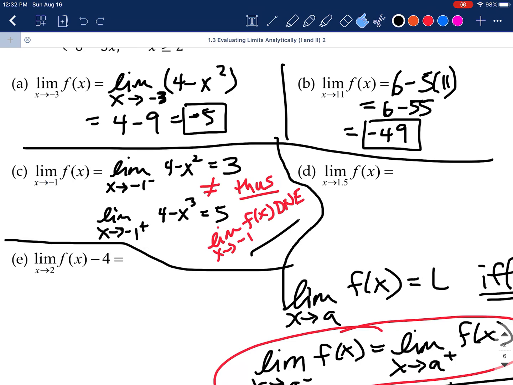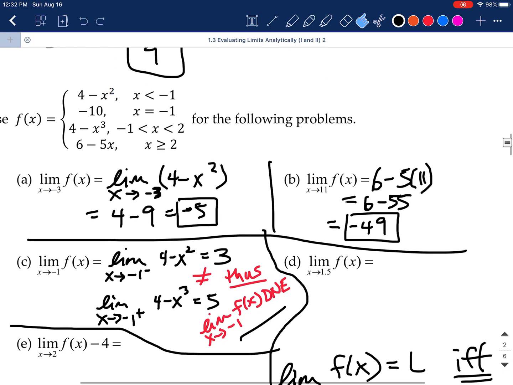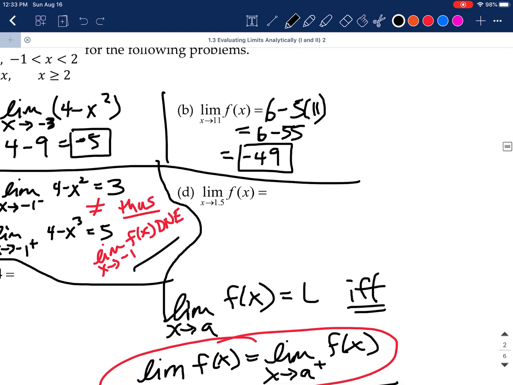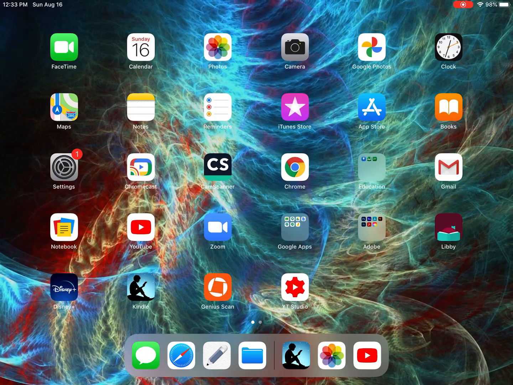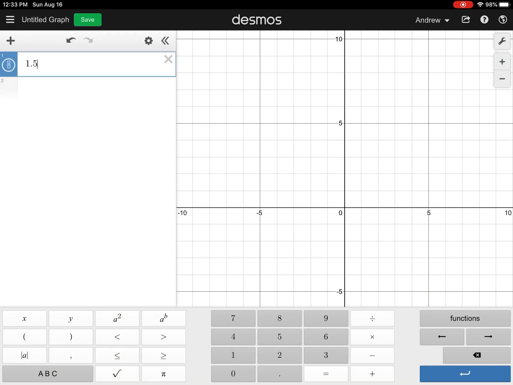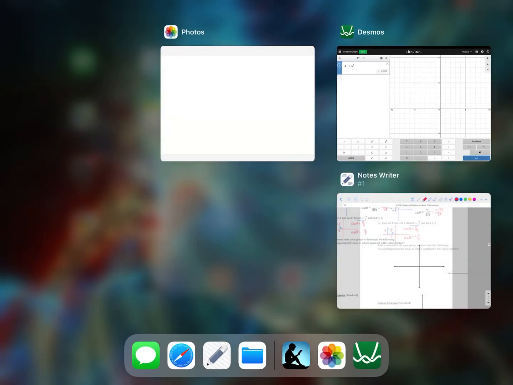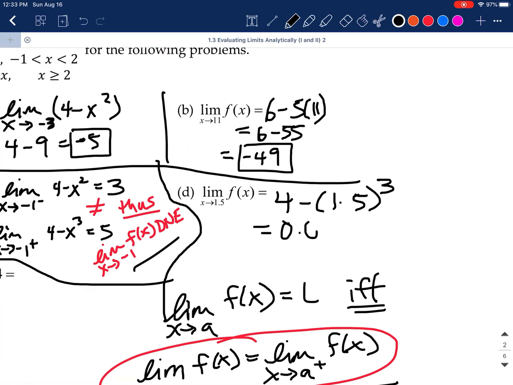Okay, so let's go ahead and move on to D. So 1.5 again is in the domain of 4 minus x cubed, so we can just directly substitute there. So it's going to be 4 minus 1.5 cubed. And what is 1.5 cubed? Let's do a quick little calculation here. 3.375. Let's actually just do 4 minus that. So we get 0.625. So that would be our value.